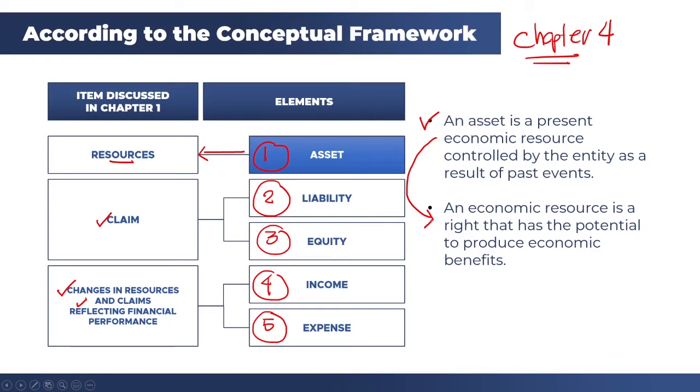From the definition, you will see that there are three main characteristics of an asset. Number one, it is a right. Number two, it has the potential to produce economic benefits. And lastly, it is controlled by the entity. All of these things will be discussed in detail.